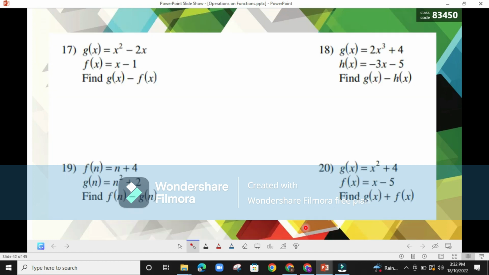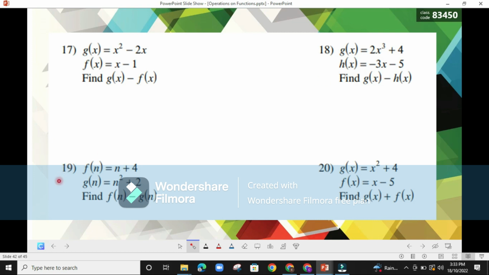Okay. Then we have number 17. g of x is equal to x squared minus 2x. f of x is equal to x minus 1. Find g of x minus f of x. Number 18, g of x is equal to 2x cubed plus 4. h of x is equal to negative 3x minus 4. Find g of x minus h of x.